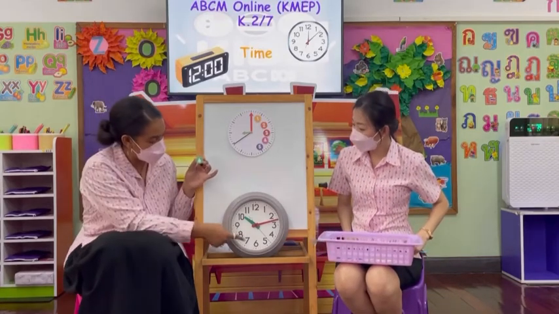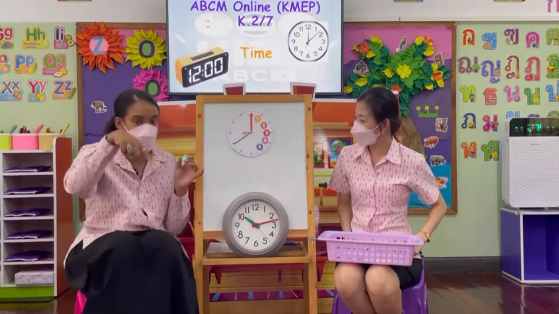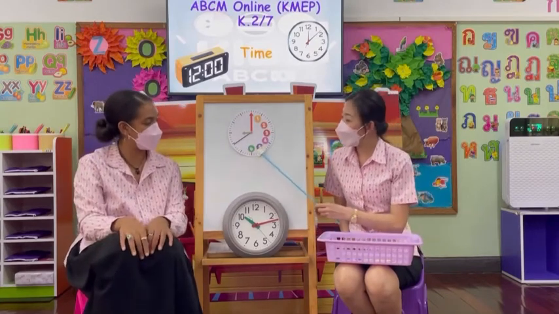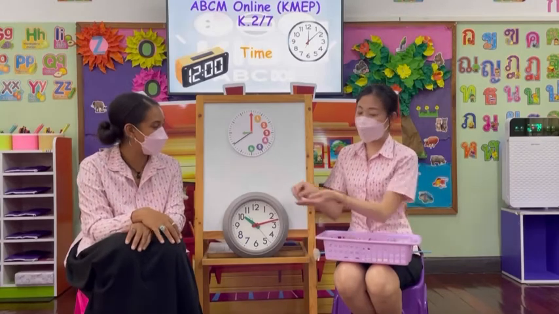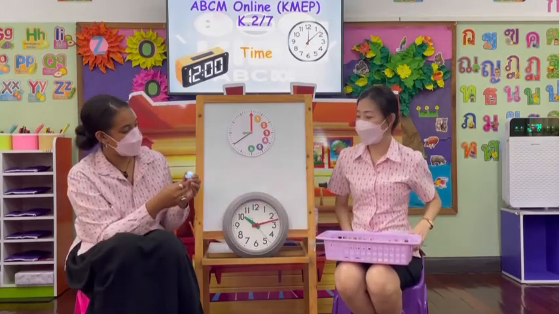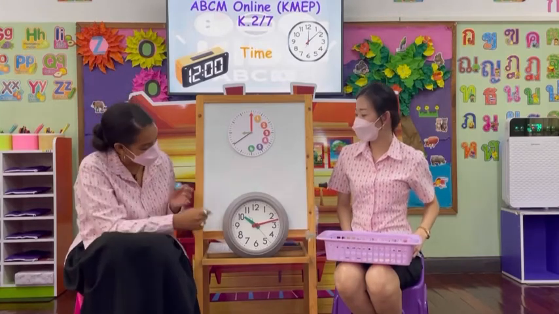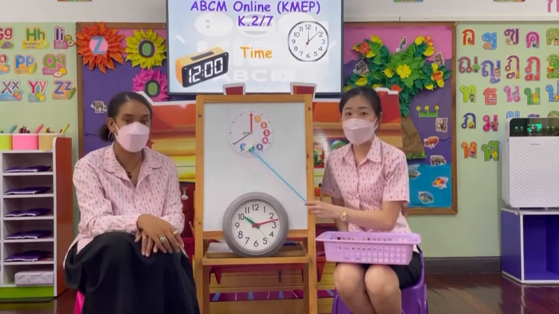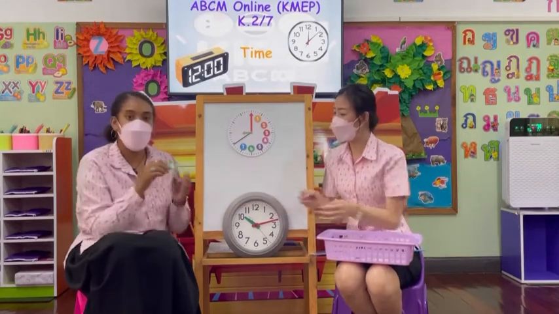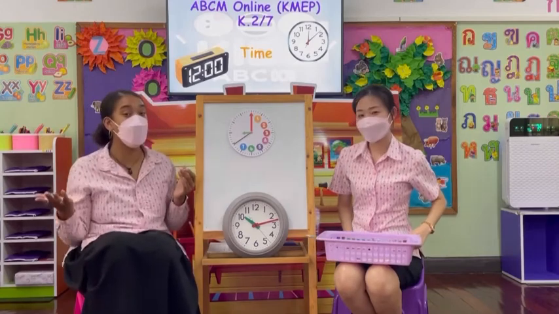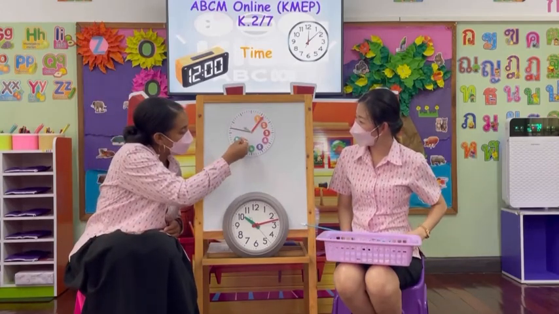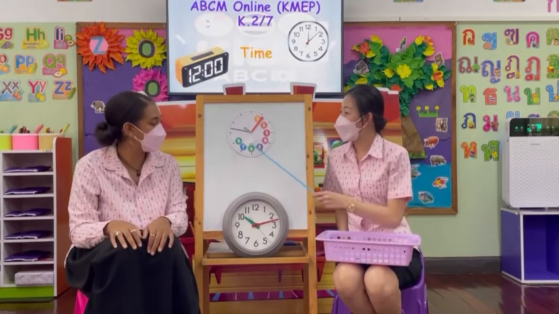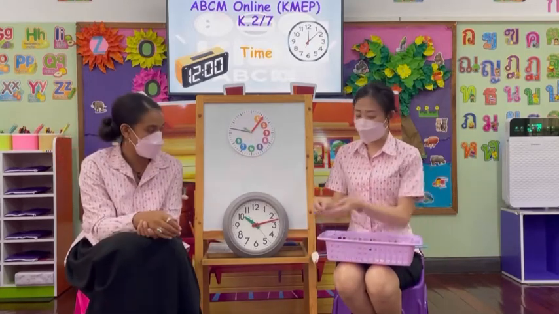What's next? Ta-da! Six. So we're going to look at the clock and see where is the number 6. As you can see, number 6 is at the bottom of our clock. So that's where we're going to put 6. Six. What's next? Ta-da! Seven. Okay, so we're going to look at our clock and see where is the number 7. There it is. Seven. What's next? Ta-da! Eight. So let's look at our clock and see where is the number 8. And number 8 goes here. Eight.